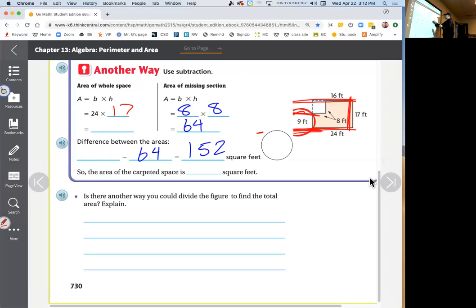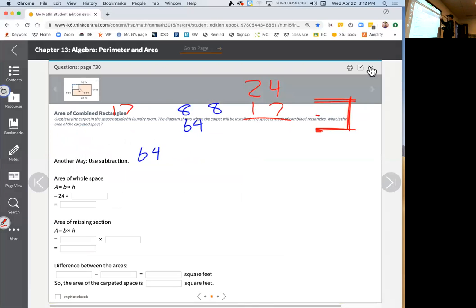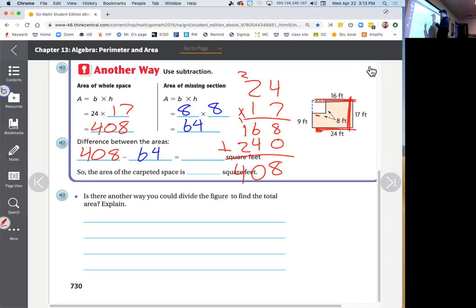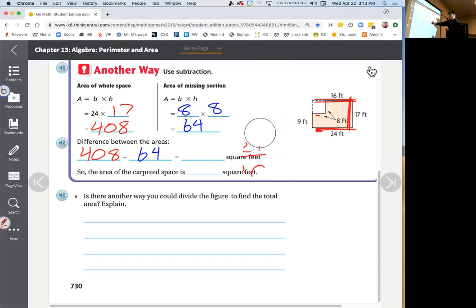So we got to do 24 times 17. 7 times 4 is 28. 14, 16, then 1 times 4, and then 1 times 2. Add that up, and you got 408. Now we're going to go 408 minus 64, and we should get the right answer that time.